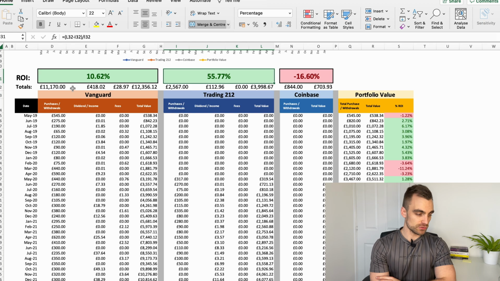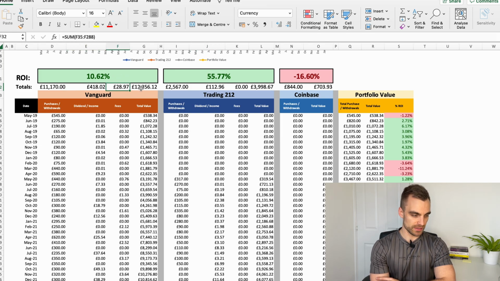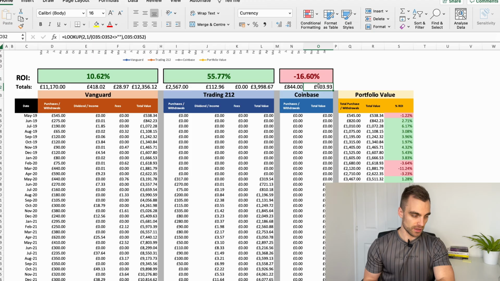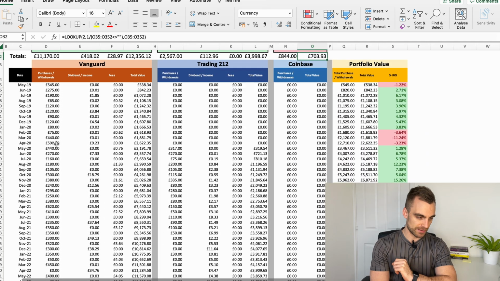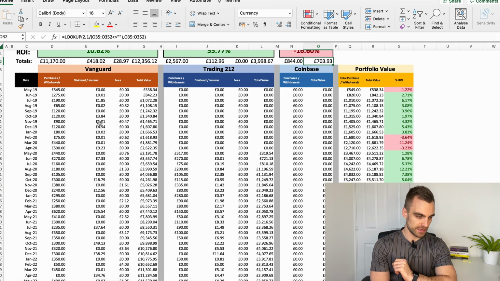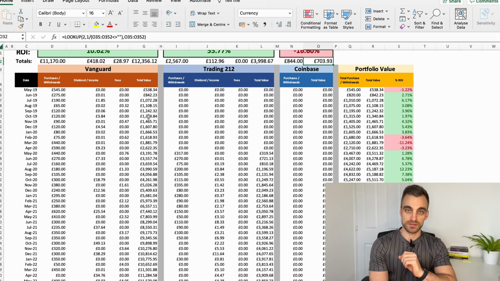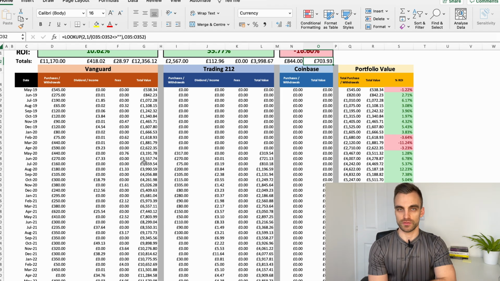We've also got the totals, so the total amount that I've invested into each of these platforms here, the total amount of income on each of these two platforms here, total fees, and then total value across the top. So fairly simple, fairly easy to break down. And then below that, of course, we've got all of the monthly data. So you can see how much I've invested each month, how much dividend income I've received each month, the fees that I've paid each month, and the total value at the end of each of those months that I've transferred across from each of the platforms.